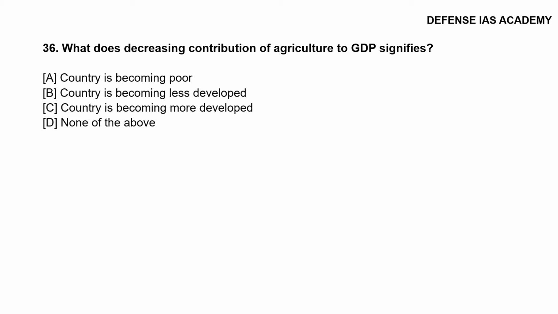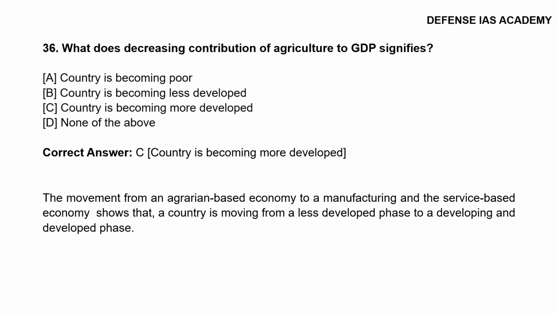Question 36. What does decreasing contribution of agriculture to GDP signify? The correct answer is country is becoming more developed. The movement from an agrarian-based economy to a manufacturing and service-based economy shows that the country is moving from a less developed phase to a developing and developed phase.